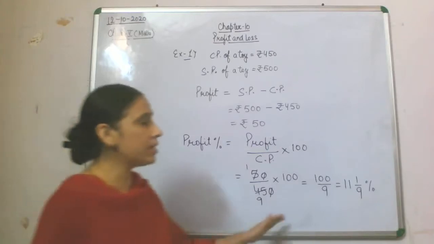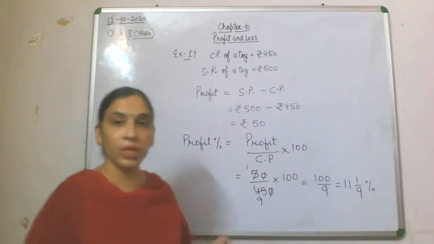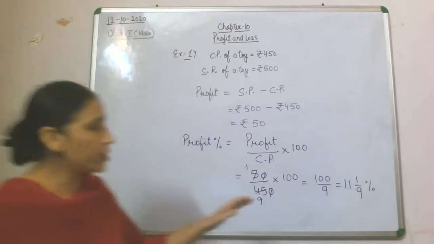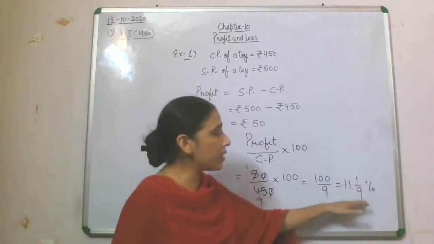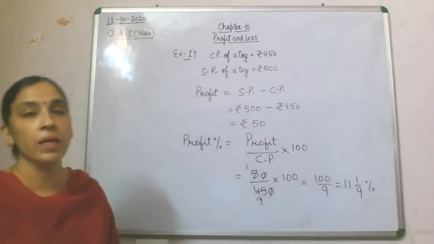And how to write it in mixed fraction? Do the division, then QRD. The quotient will be written here, then the remainder, and then the divisor. The divisor will remain the same.